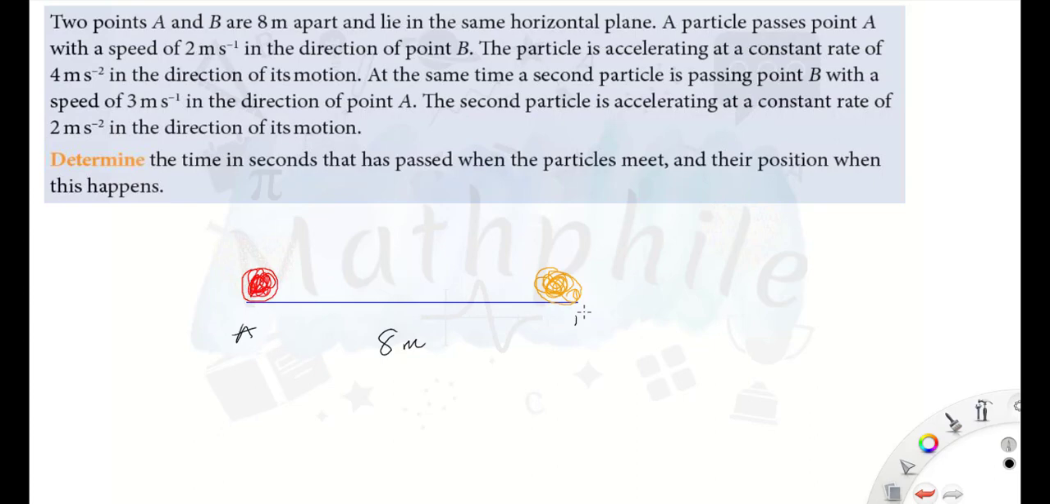Reading the question: two points A and B are 8 meters apart, which is what I've drawn, and lie in the same horizontal plane. A particle P passes the point A with a velocity of 2 meters per second. So that is my red particle with a velocity of 2 meters per second. And mind you, a one-headed arrow represents velocity and a two-headed arrow represents acceleration. So something like this represents acceleration. The arrow should be pointing at B. The particle is accelerating at a constant rate of 4 meters per second squared. So this is 4 meters per second squared.